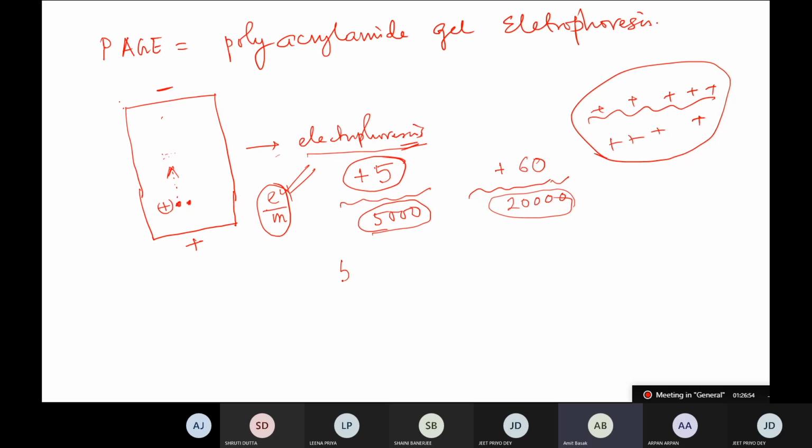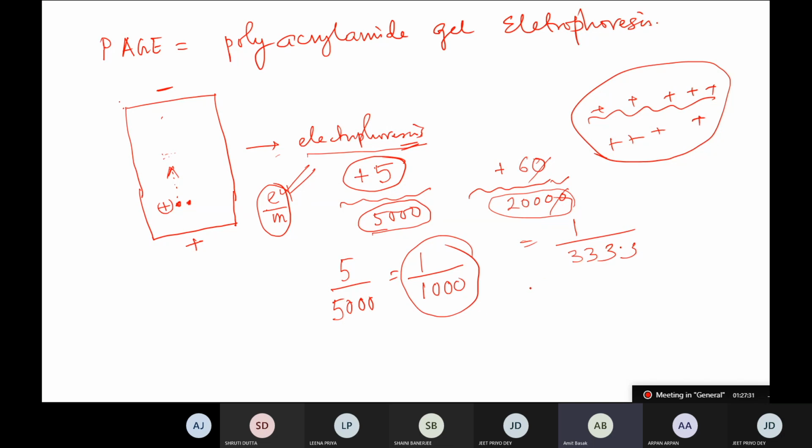Basically, you should have the charge per unit mass. That means here 5 by 5,000. This is one way of estimating. I am giving you a rough way of estimating the charge-to-mass E by m value. So here it will be 60 by 20,000. How much will that come out? That will be 1 by 333, right? Around something like that, 0.3.